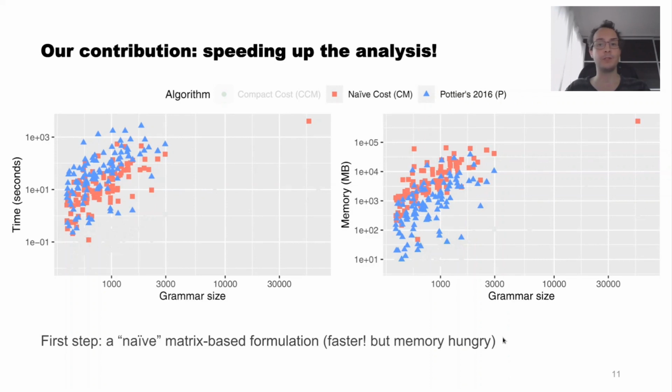We add our first algorithm, depicted with red rectangles, which we call the naive cost matrices. Points on the same vertical line apply to the same grammar. The first surprise is that it already improves the runtime significantly. On the left, the red cloud is below the blue cloud. But it consumes a lot more memory. On the right, the red cloud is above.